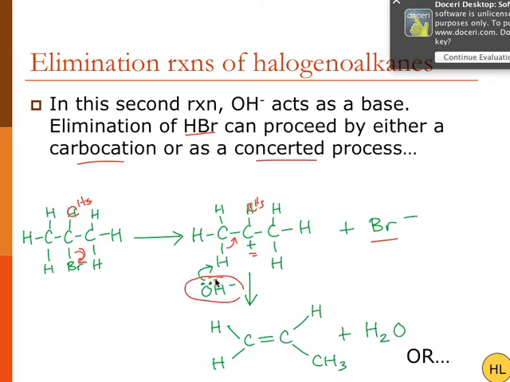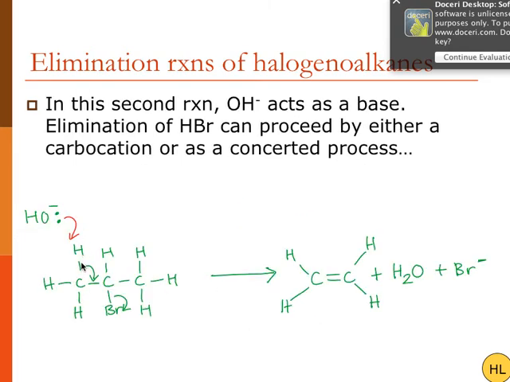Your hydroxide is going to pull off this hydrogen. The bonded pair between this carbon and the hydrogen is going to go into the bond between the two carbons. This lone pair of electrons is going to be donated to the hydrogen. It's going to form water. This pair of electrons going in is going to form that double bond, forming the alkene.